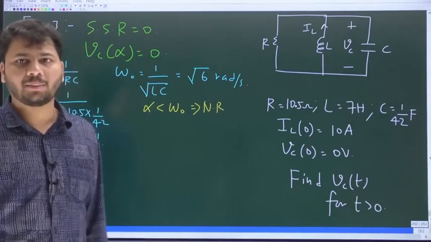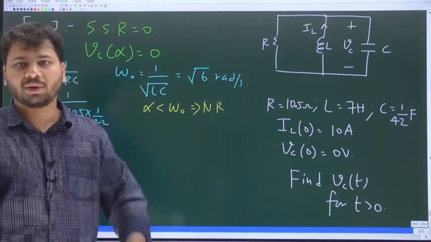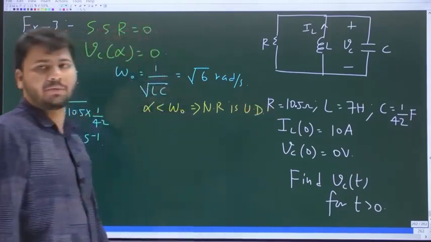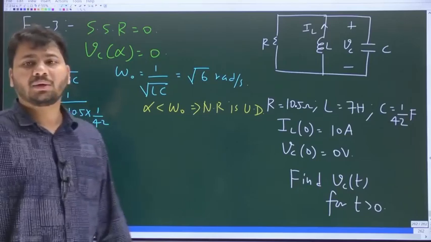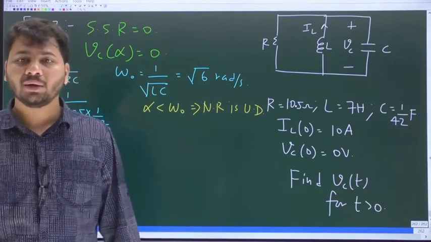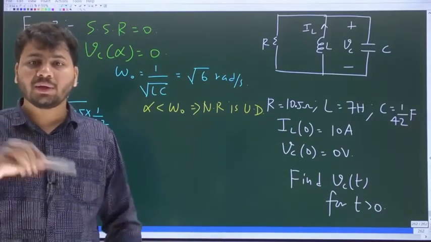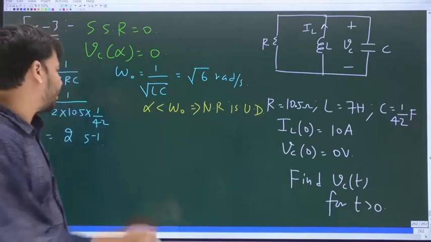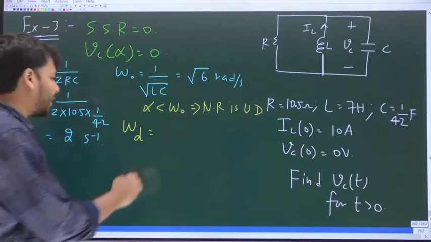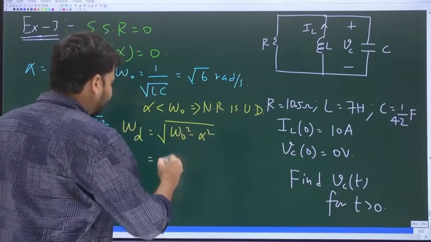Yes, in case of underdamped natural response, you are going to have oscillations, but the amplitude of oscillations will decay with time. So the natural response is going to be underdamped. Whenever the natural response is underdamped, you should find the value of omega D, which is the natural resonant frequency, the frequency at which the natural response will oscillate. And if you recall, omega D will be equal to square root of omega naught square minus alpha square.